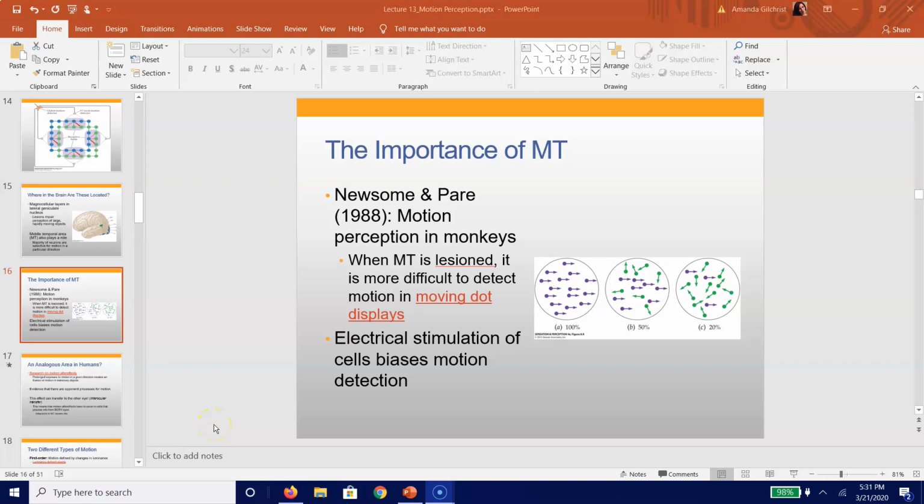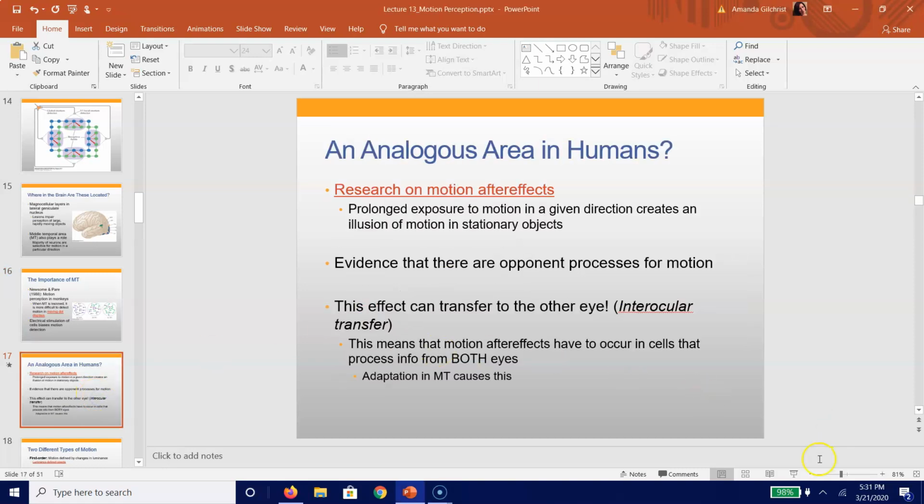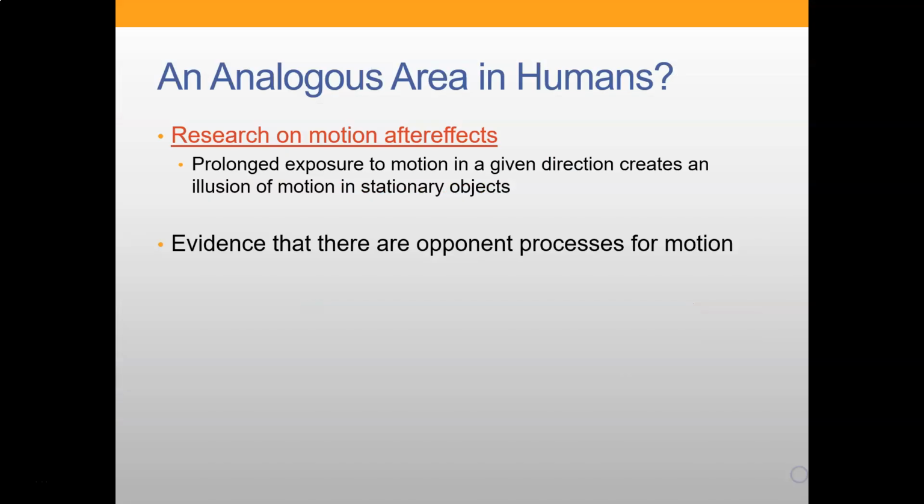Now, obviously, if we're going to try to look at analogous areas in human beings, we can't necessarily go in and stimulate a bunch of cells. But what we can do that is certainly less invasive than stimulating preferred orientations of motion like we do with monkeys is by looking at motion after effects. When we talked about color, we talked quite a bit about after images. Well, it turns out that motion also has after effects.